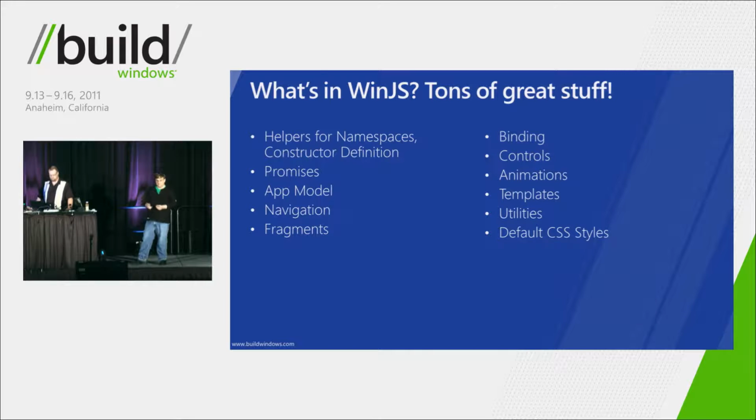Okay, so what's in it? Well, here's kind of a list of the major pieces. Like I said, we have some helper functions for common patterns around defining namespaces in JavaScript and defining constructors. Promises is our async pattern, which you've already seen examples of. We're going to go into more details on what that is.